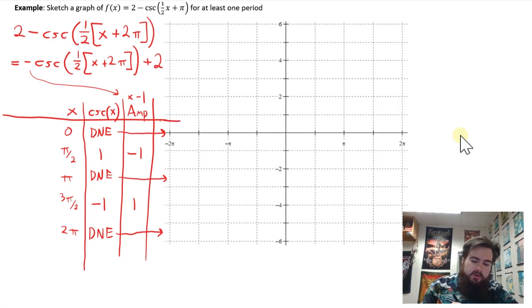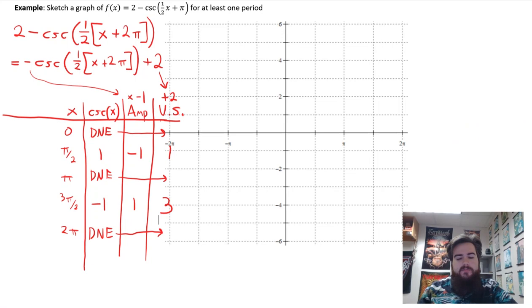After the amplitude, you do your vertical shift. Your vertical shift is the +2 that we have from the function. So we're going to add 2. That will give me 1 and 3 for those two values.